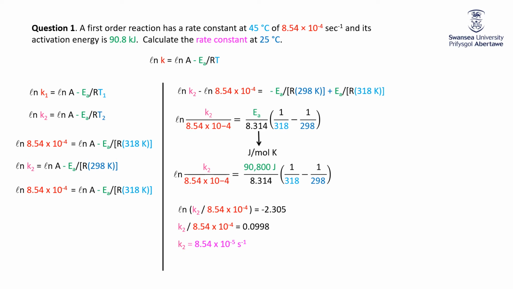Now, does that make sense? Well, we know that at 45 it's 8.54 times 10 to the minus 4. We would expect it to be smaller at 25. Indeed, it is smaller. It's not hugely different in the main number, but look, it's 10 to the minus 5 instead of 10 to the minus 4.